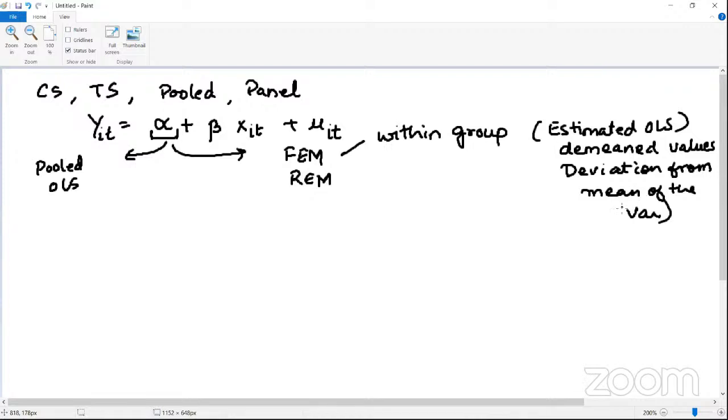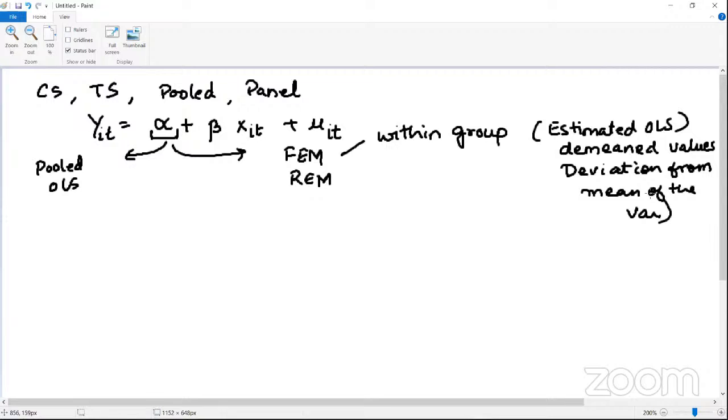Ma'am, in the demeaned equation, you haven't taken the alpha value. Why so? Can you explain, ma'am? Yeah, because in that case, what we are doing is we are already transforming. You saw that equation, in which we were doing the averaging, right? And when we were doing the averaging, we were doing it for that particular variable where the values were varying with respect to time.